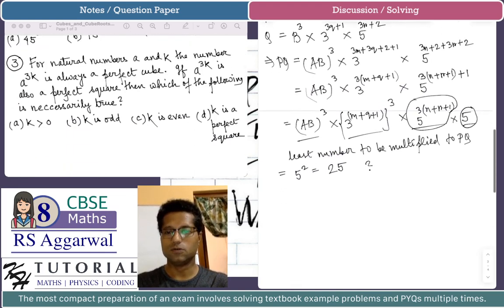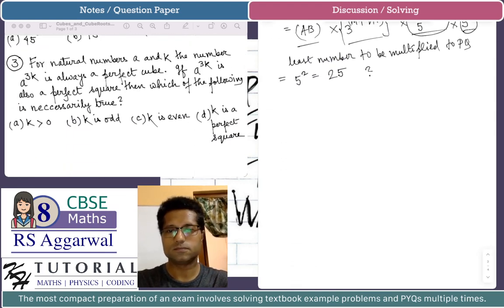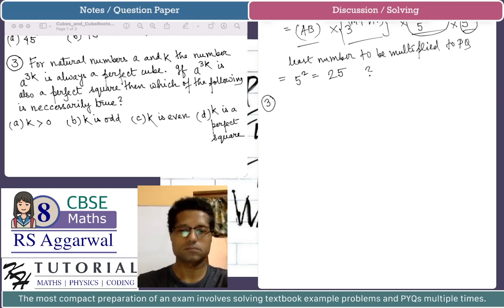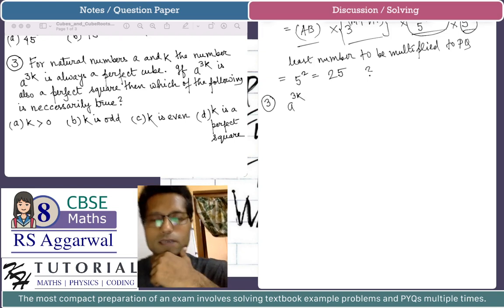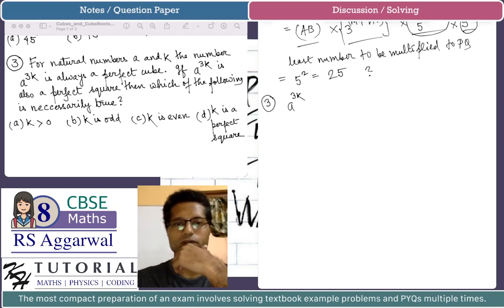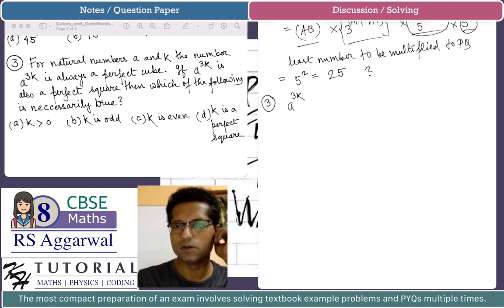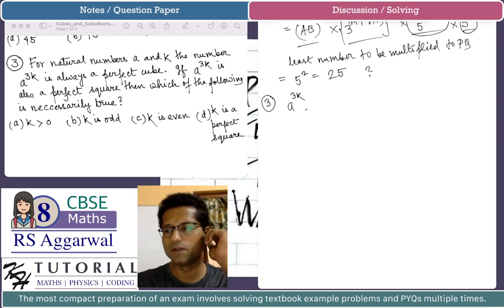Okay, let's do problem number 3. Problem number 3 says that for natural numbers a and k, the number a to the power 3k is always a perfect cube. So we know that any number of the form a to the power 3k, where a is a natural number and k is also some natural number, will always be a perfect cube. It will always be a perfect cube because the power is a multiple of 3.